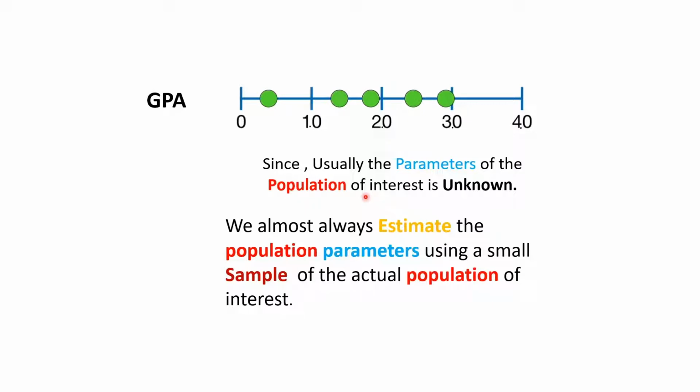Usually the parameters of the population of interest are unknown, because we don't usually go and ask 82 different students their GPA, or 52,000 different students their GPA. In that case, the usual tactic is to estimate the population parameter using a small sample. In our case, the sample is 5 different students of the actual population of interest.